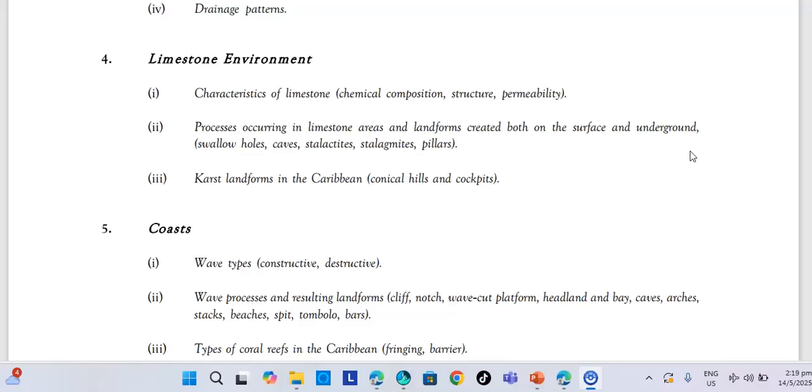So we're going to look at swallow holes, also called sinkholes. These are places where a river disappears into the ground through cracks. The water then flows underground, causing a sinkhole. So you used to have a river there, the river disappeared into the ground through cracks, and the water then flows underground. It's called a sinkhole.